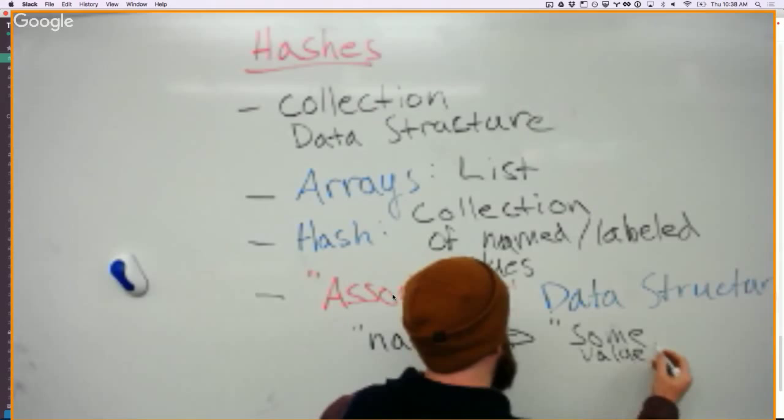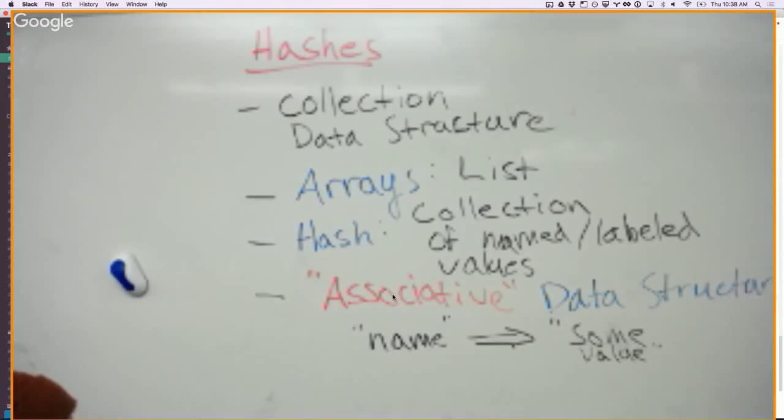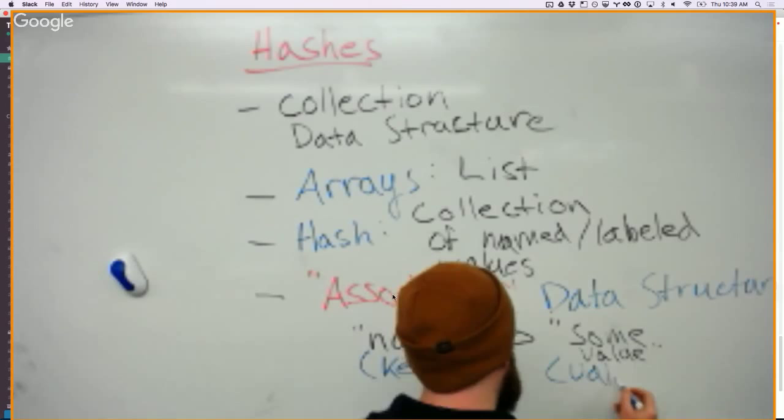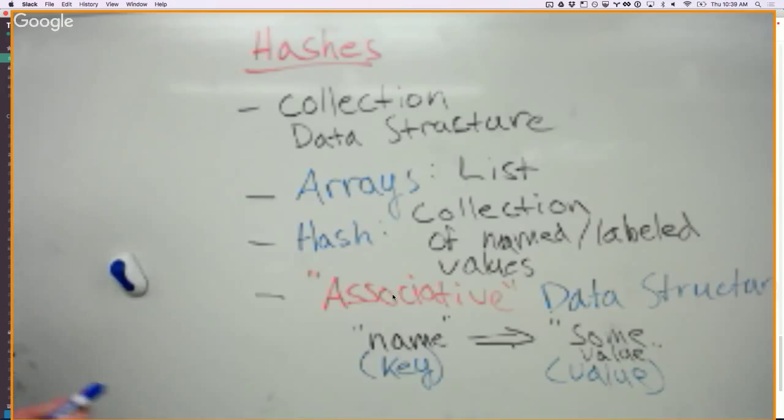And in Ruby terminology, when we look at these ideas of associating some name with some value, we're frequently going to call the name our key, and we'll call the value, unsurprisingly, a value. And so when we look at a hash, the fundamental job that it's doing is giving us some way to arbitrarily associate names or keys to arbitrary values.